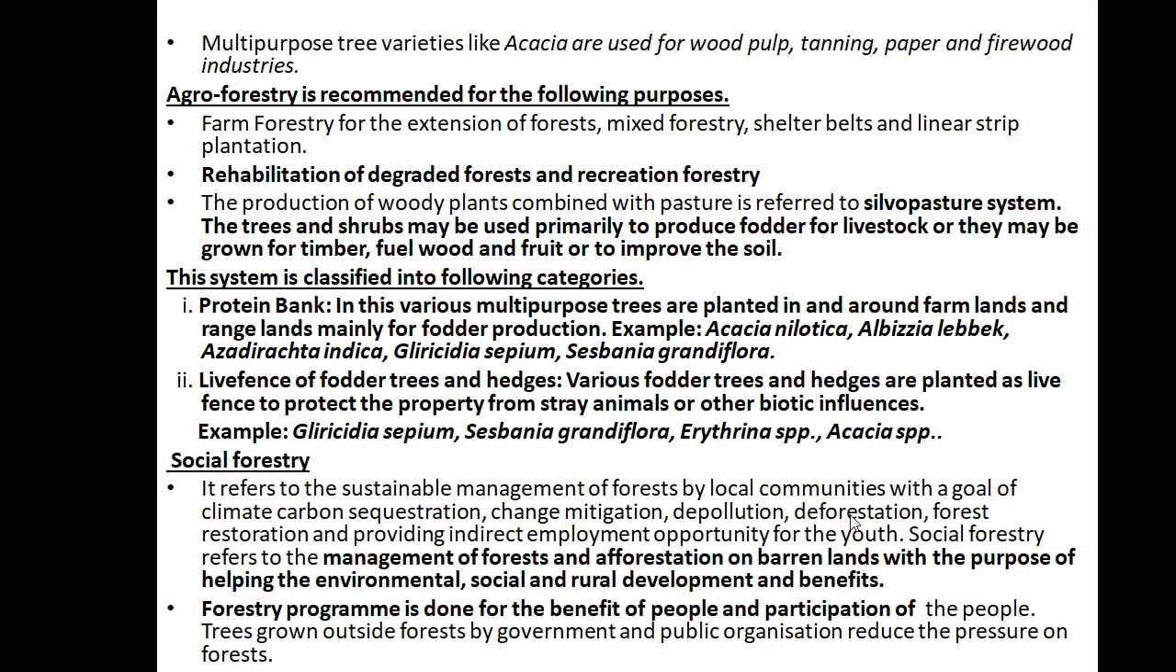Next, this system is classified into the following categories, like protein bank and leaf fence of fodder trees and hedges. Here multi-purpose trees are planted around the farmland. Its range is fodder production. For fodder consisting only of protein, it is called a protein bank. Acacia nilotica, Albizia lebbeck, Azadirachta indica, Gliricidia sepium, Sesbania grandiflora. These kinds of plants are rich in protein. This protein is mainly given to the animals as fodder.